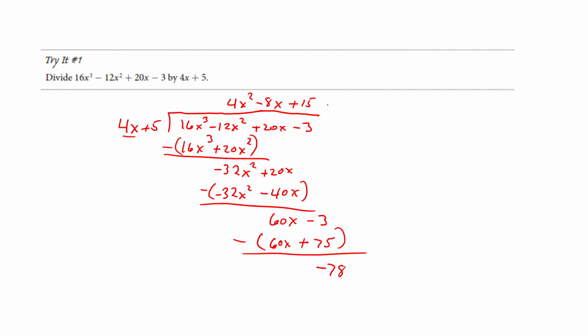Okay, now here's how we write. Now, we've seen this before. If you have a fraction, negative 5 over 6, you could put that negative sign in the front, you could put it up top, you could put it on the bottom. It doesn't matter where you move it. And so instead of writing addition, because it's negative 78, I'm going to write subtraction, 78 over 4x plus 5 for my remainder.